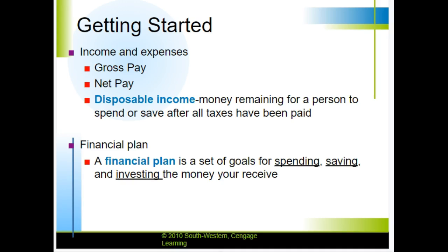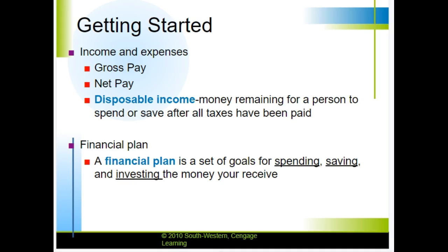You should always have a financial plan, whether it's a long-term or a short-term financial plan. You're setting goals on what you want to do with your money. So I'll set a goal for spending. Maybe I want to buy something in particular this month with my paycheck. I set a goal for savings.